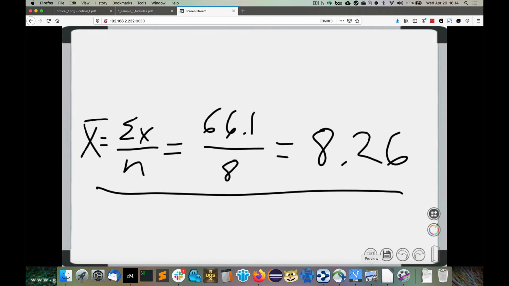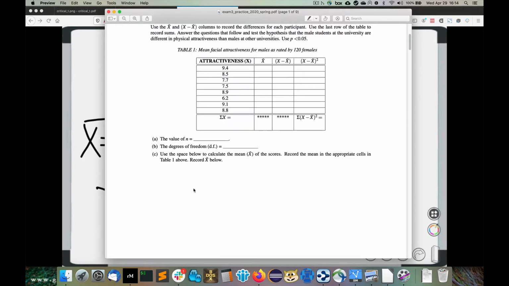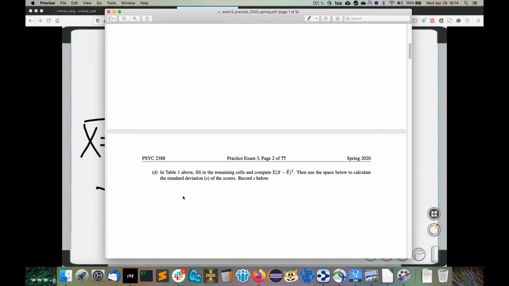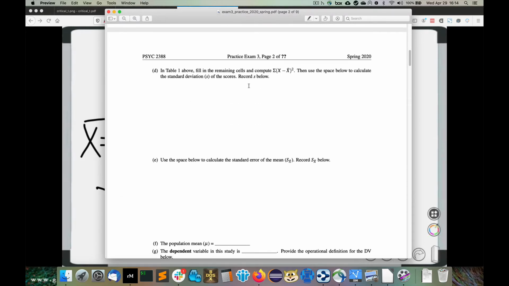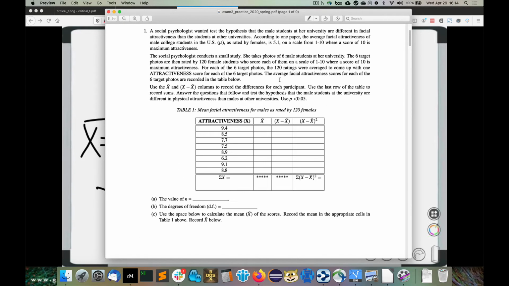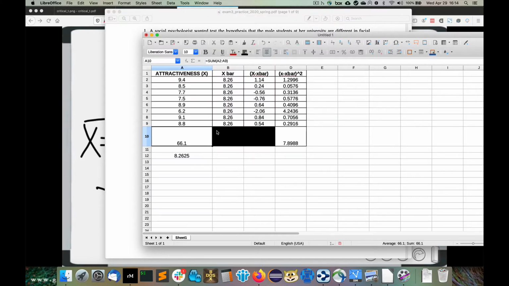Now, if we go back to our problem, the next part D is fill in the remainder of the table and compute sigma x minus x bar squared. So the purpose of the rest of this table, or actually the whole table, is to compute this number right here, sigma x minus x bar squared. So I've re-represented that table here on this spreadsheet. Here are the numbers here. The data numbers.